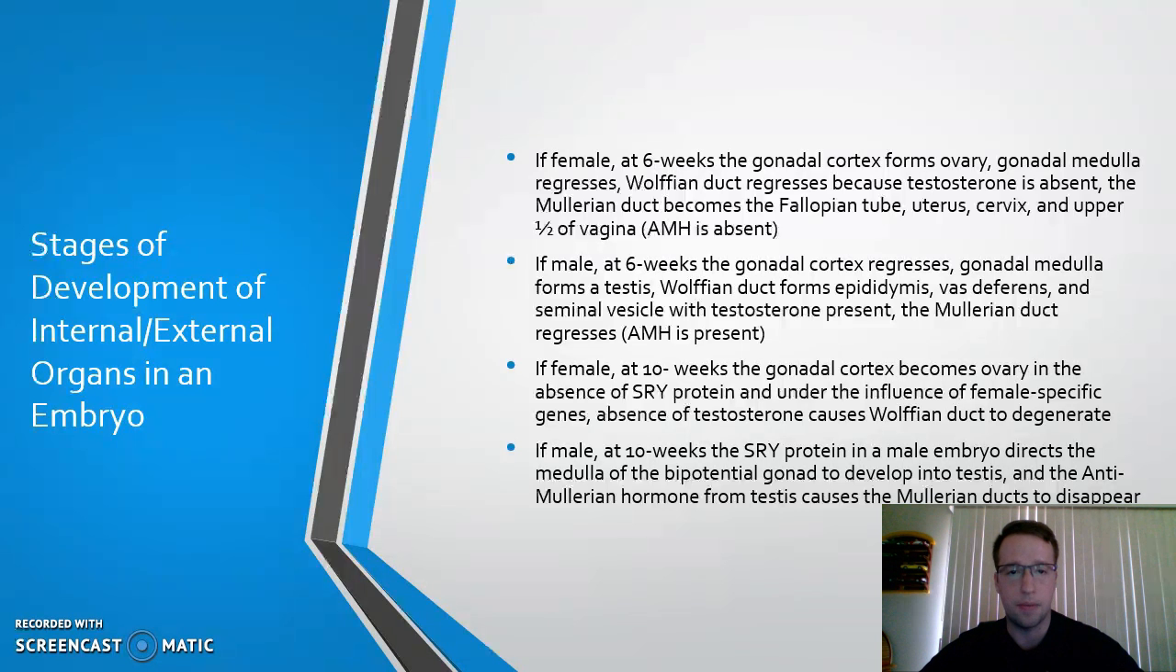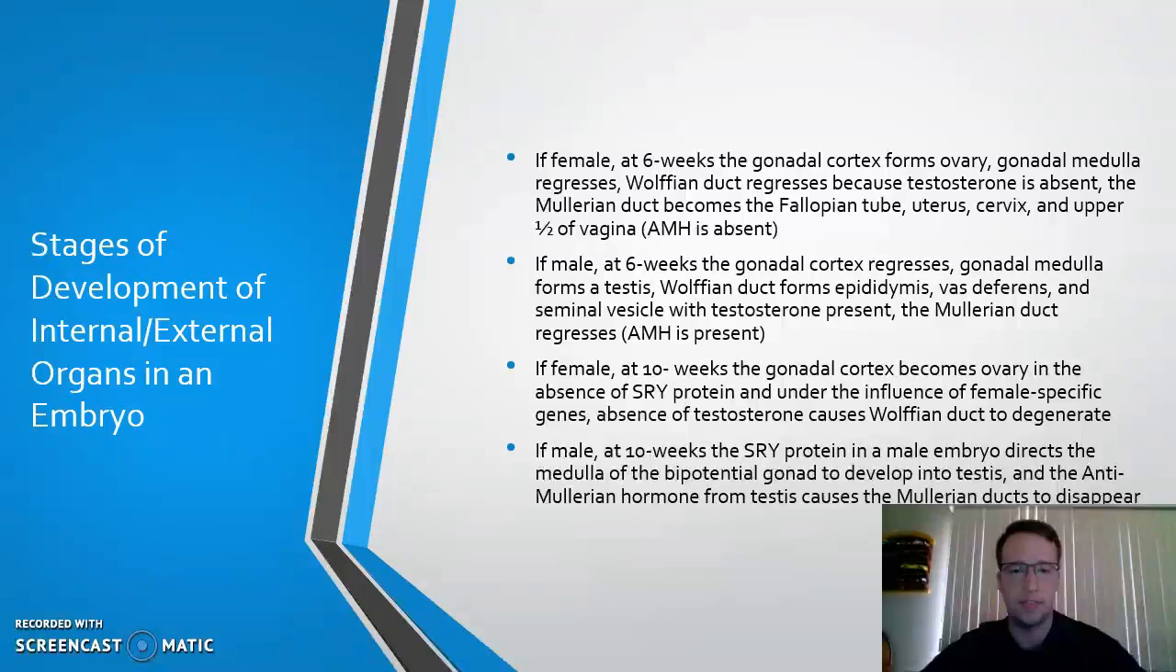At 6 weeks, if it is a male, the gonadal cortex will regress, the gonadal medulla will form the testes, and the Wolffian duct forms the epididymis, vas deferens, and seminal vesicle, with the testosterone being present. So again, taking on the male characteristics. And the Mullerian duct will regress because AMH is present.